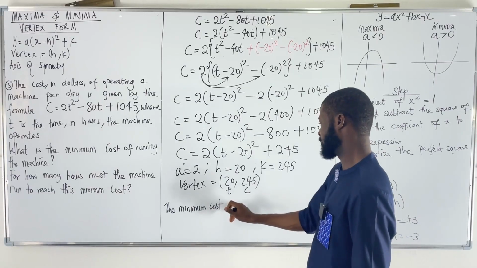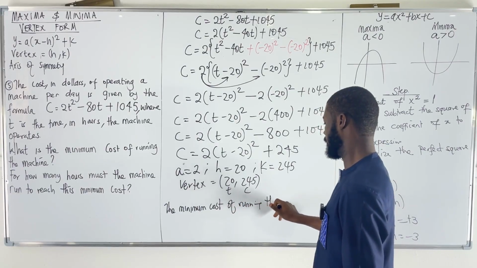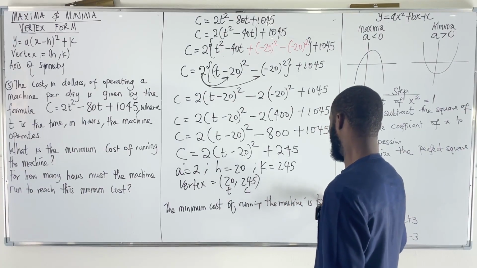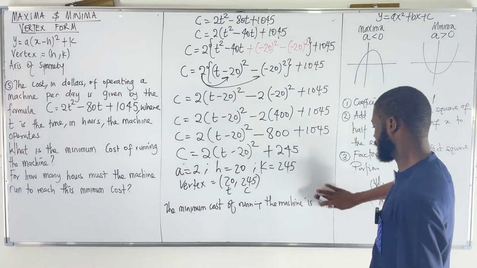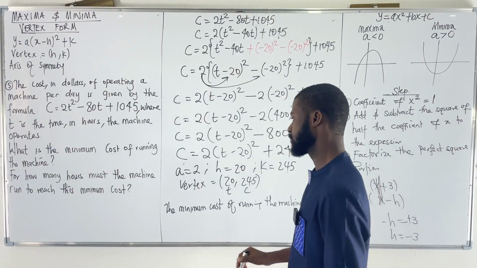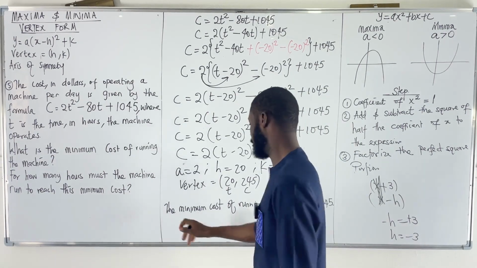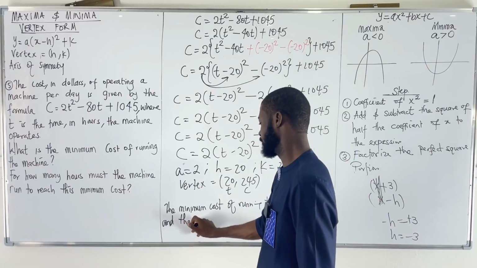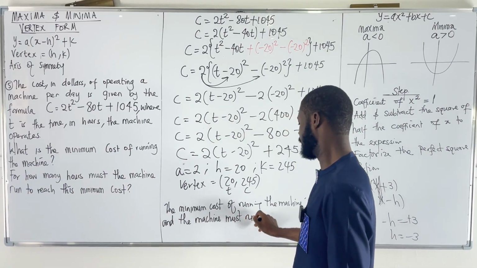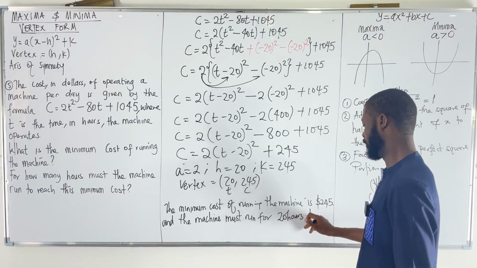So the minimum cost of running the machine is $245. Then, how many hours must the machine run? Okay, the machine must run for 20 hours. That is T. For 20 hours to reach the minimum cost.